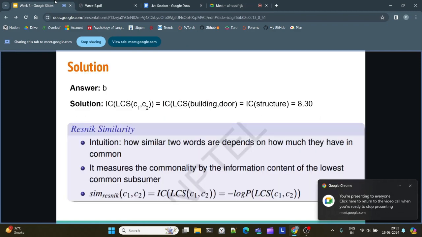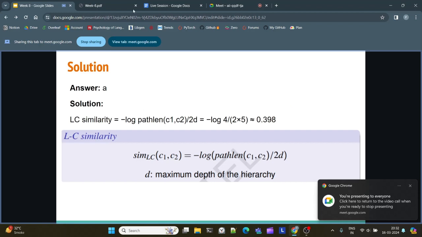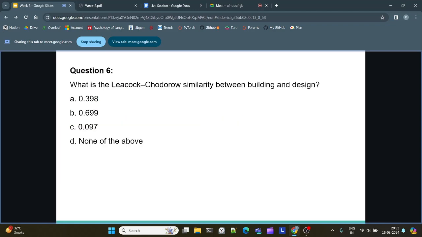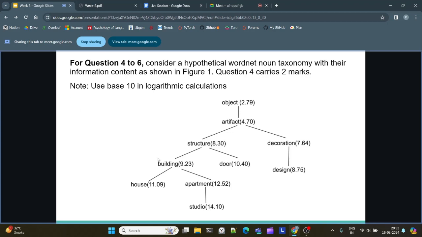All right, let's check the official solution once. As mentioned by Mradul, the similarity formula is minus log of the path length between C1 and C2 divided by 2 times D. What is D? D is the maximum depth of the hierarchy. The concepts here are building and design. What is the path length between building and design? 1, 2, 3 and 4. So there are 4 edges, and the path length is 4.